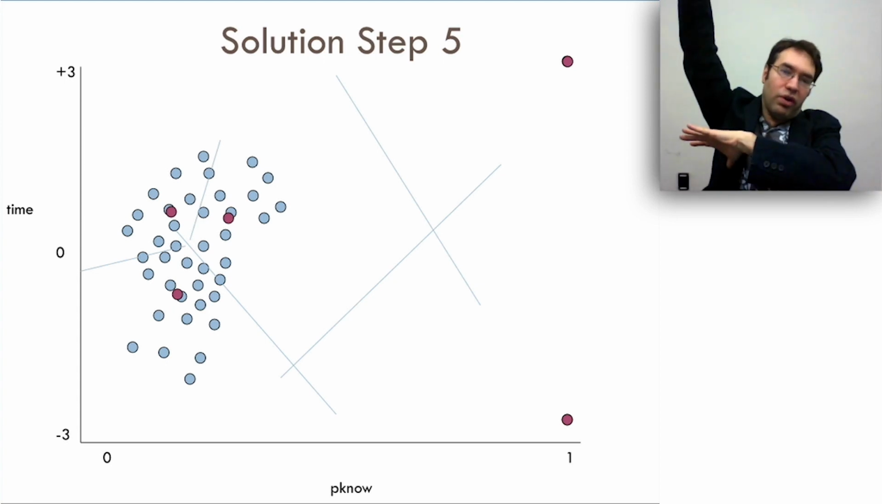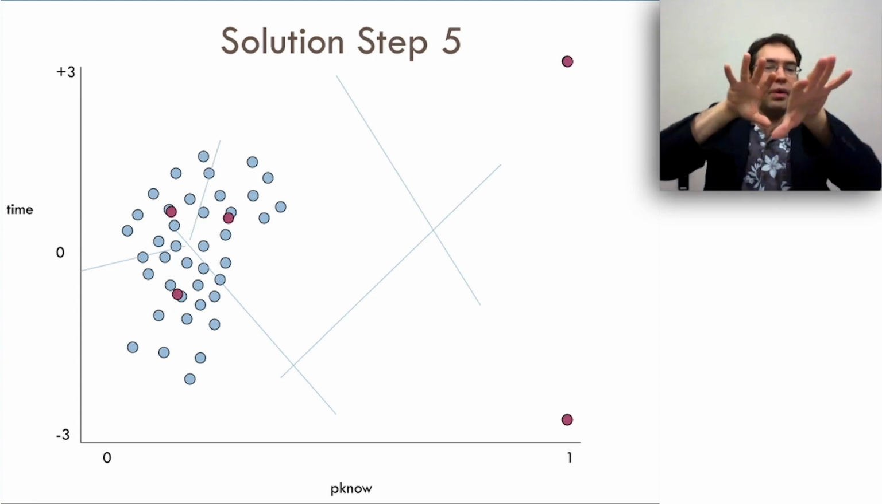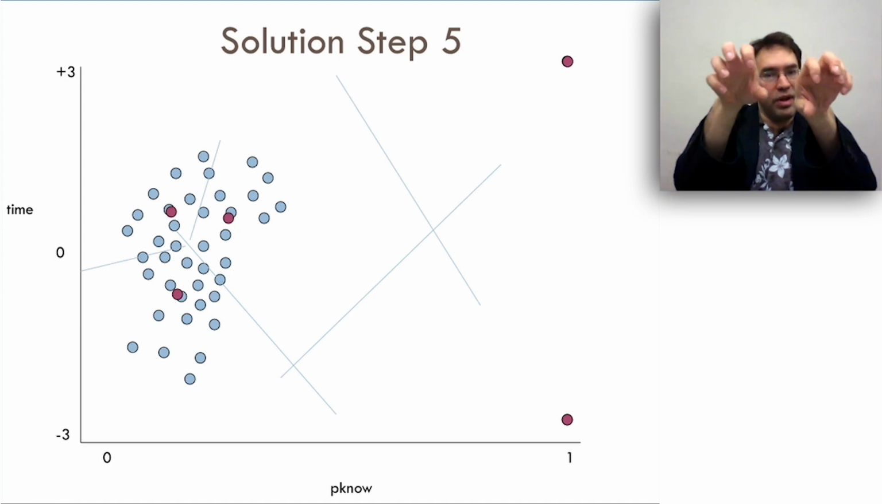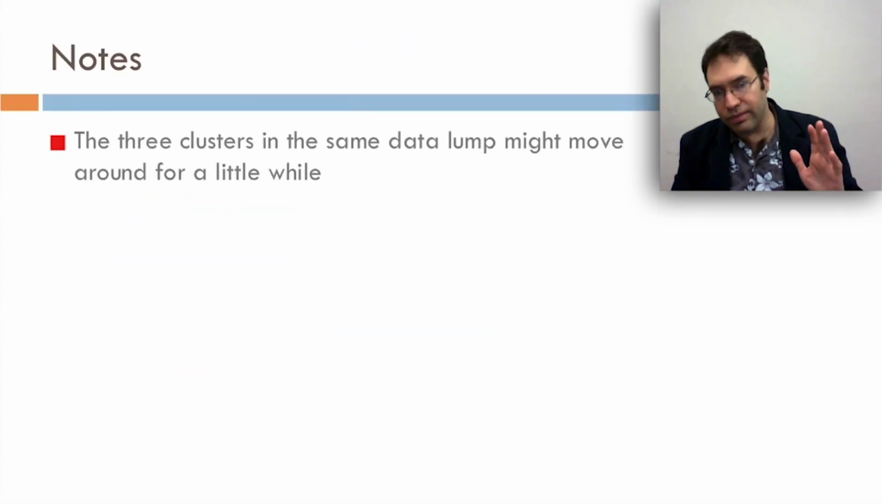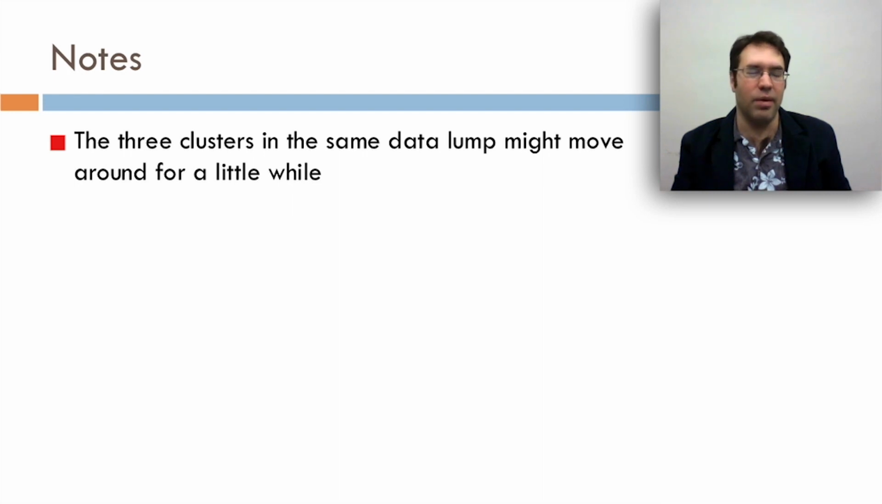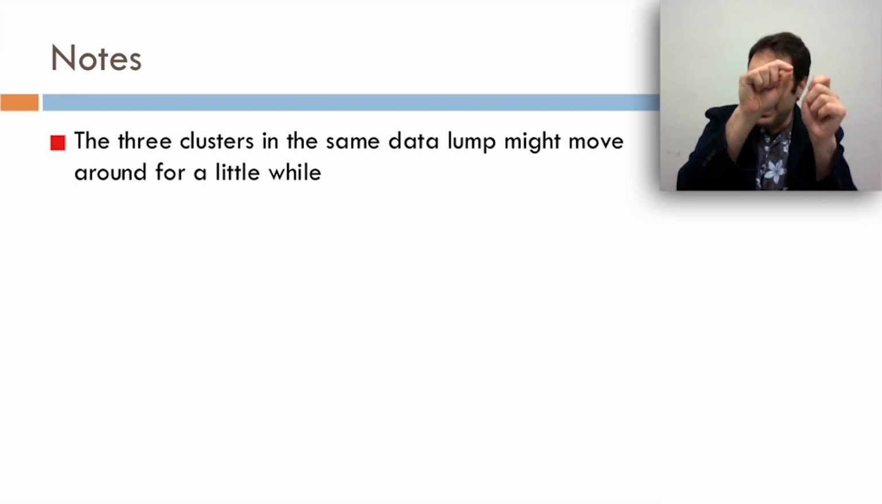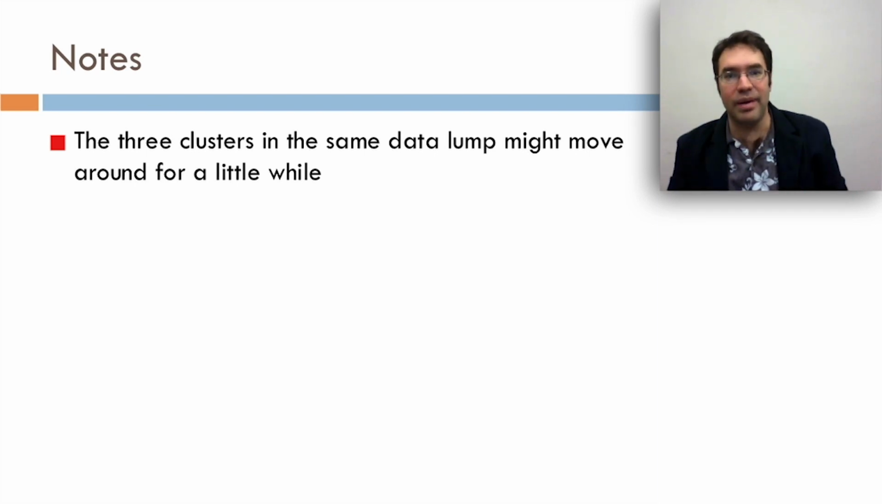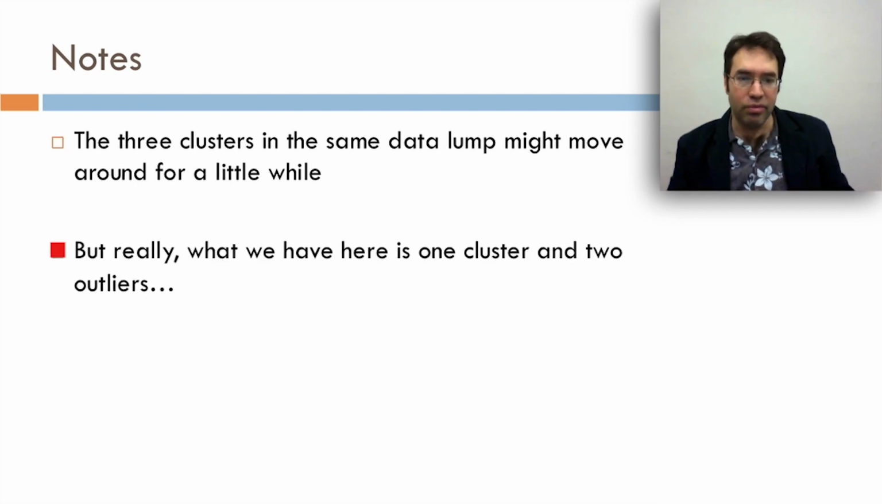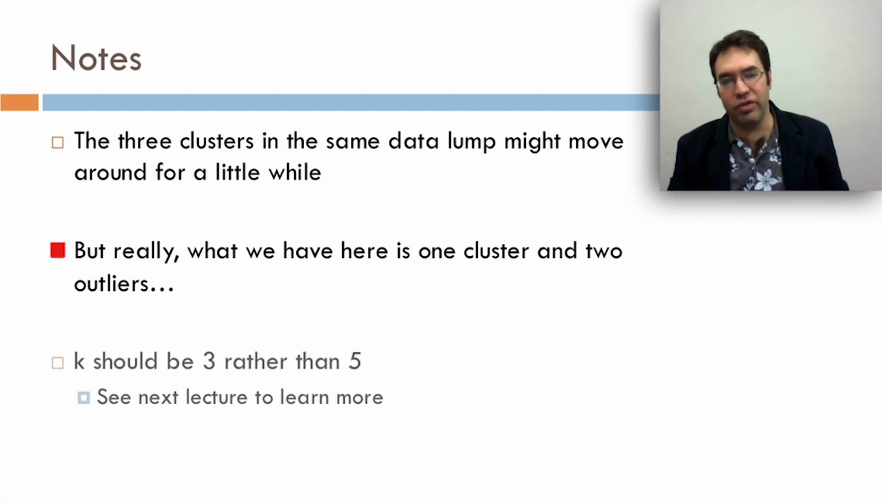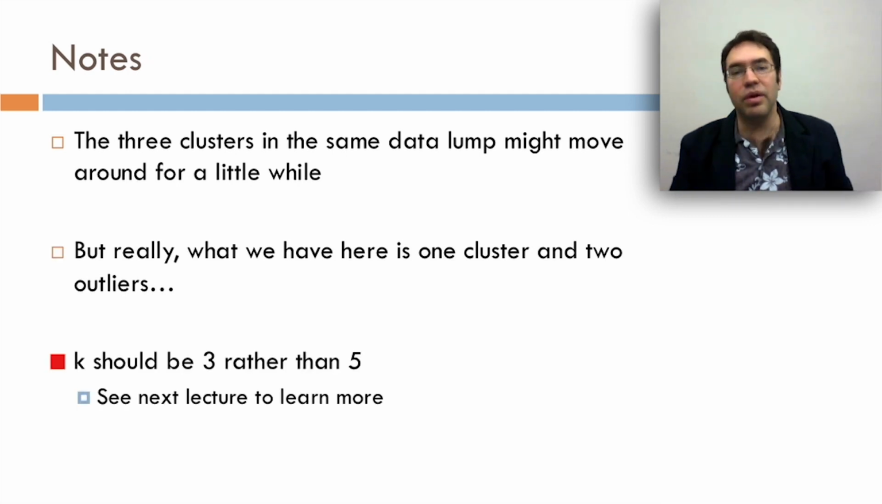The 2 points over the corners are in their little outlier spaces, and we've got 3 basic clusters. Now note, the 3 clusters in the same data lump might move around a little while. We could probably spend an hour tweaking and moving just a little bit, and maybe a point switches here and there. But really what we have here is 1 cluster and 2 outliers. And having 5 centroids didn't really do a great job. K should be 3 rather than 5.